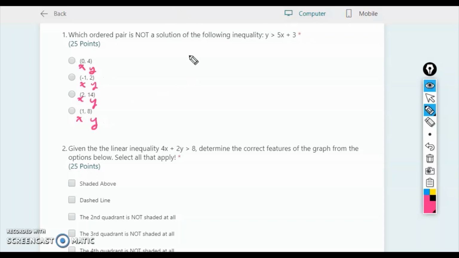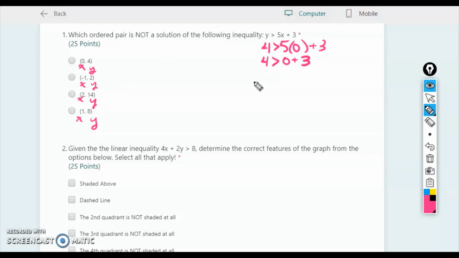So for the first one, 0, 4, the y is 4. 5 times the x is 0. So I want to know, is 4 greater than what 0 plus 3 is? If it is, then that is a solution and you don't want to pick it.